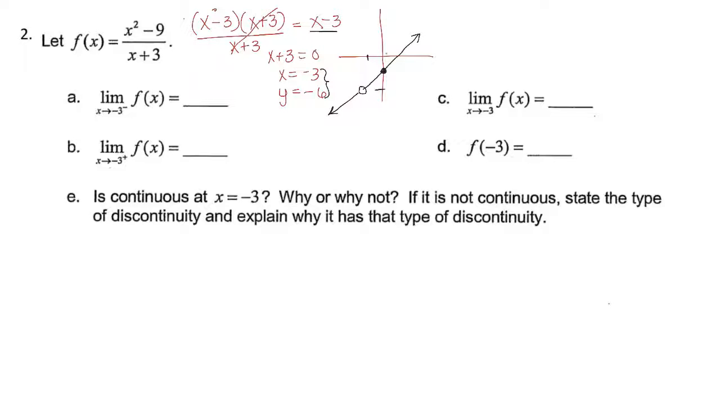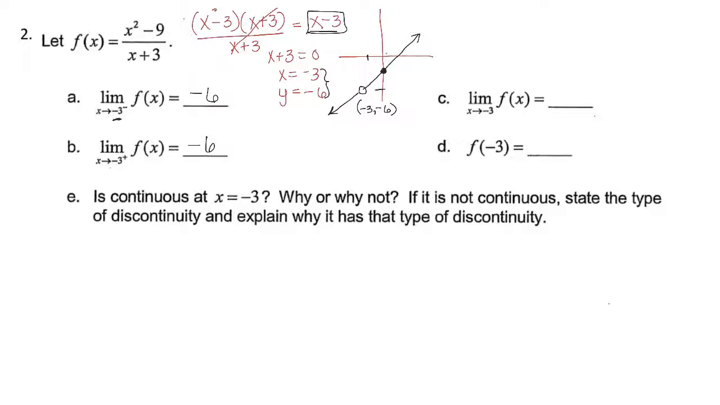And that makes it a little bit easier to talk about your limit from the left and right. Again, keep in mind this ordered pair here is negative 3, negative 6, right? So when we're talking about the limit, we're really talking about this line that has a hole in it. So if we talk about our limit as x approaches negative 3 from the left, that is going to be negative 6. And from the right, it's also negative 6.